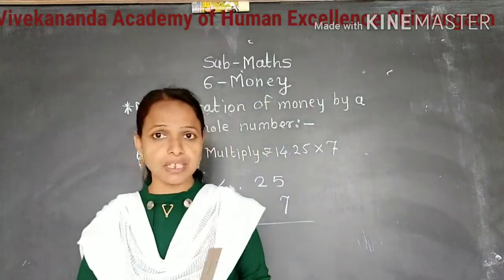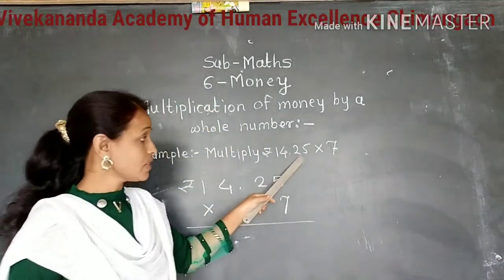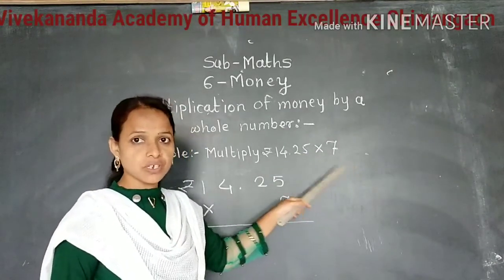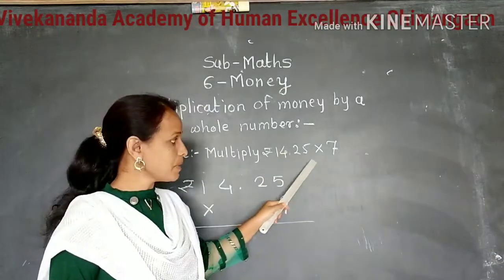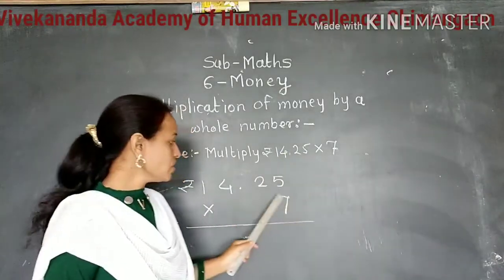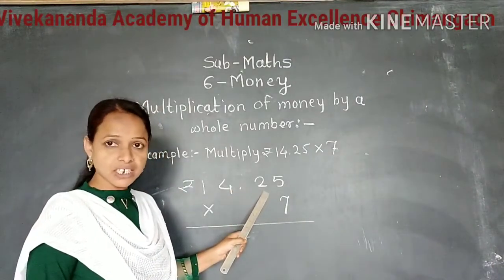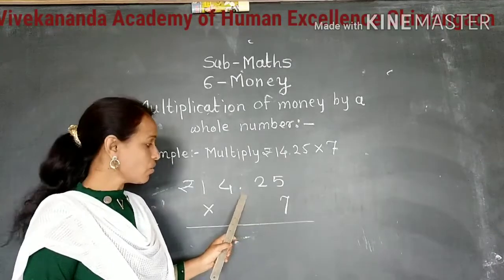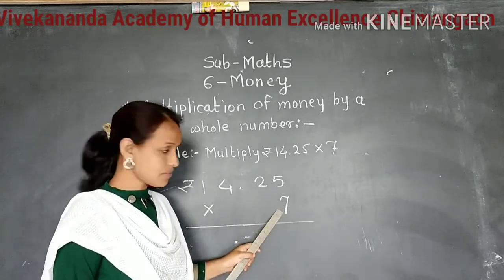So see the example: multiply 14 rupees 25 paise by 7. 7 is a whole number. So here we have to multiply 14 rupees 25 paise by 7. Look here, I arrange rupees and paise in columns by separating them with a dot. Now we will multiply 14 rupees 25 paise by 7.